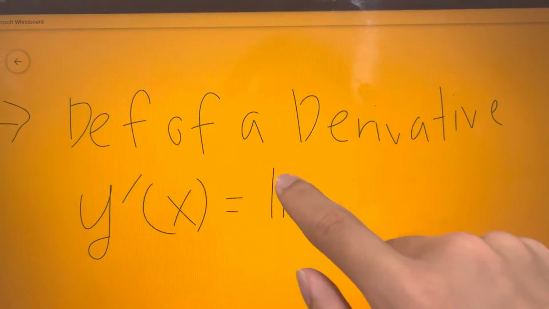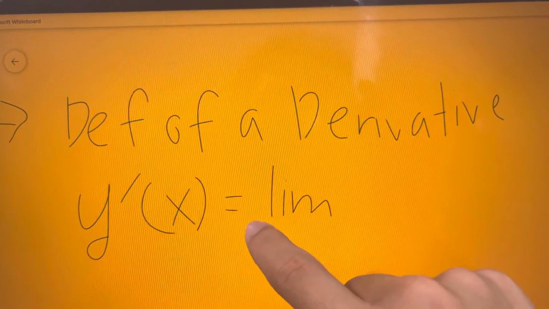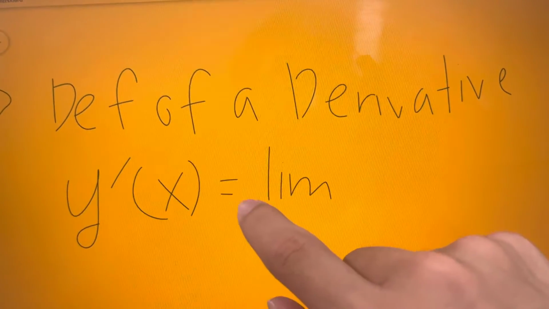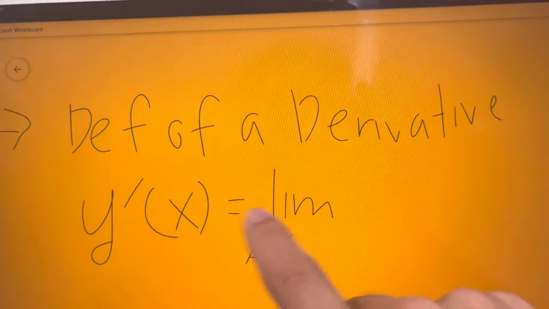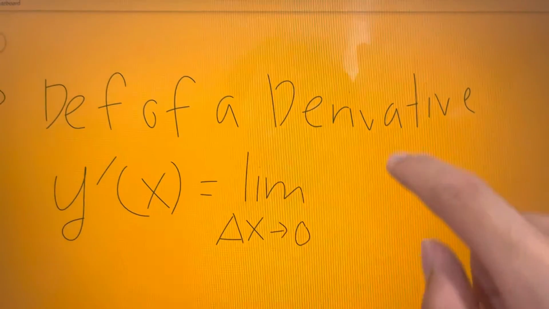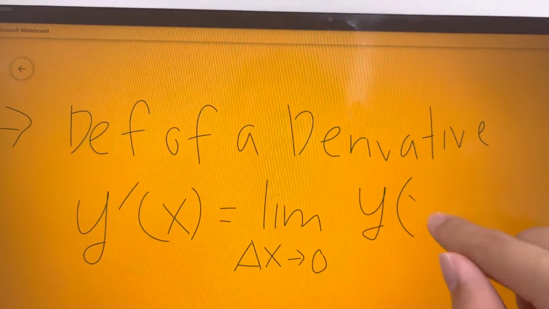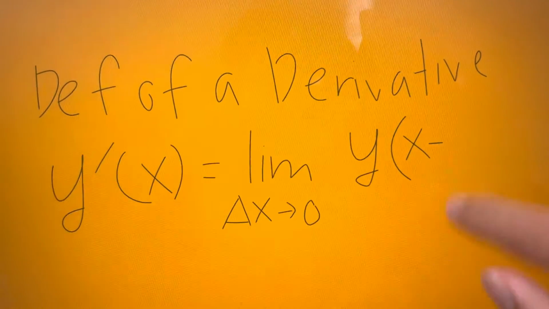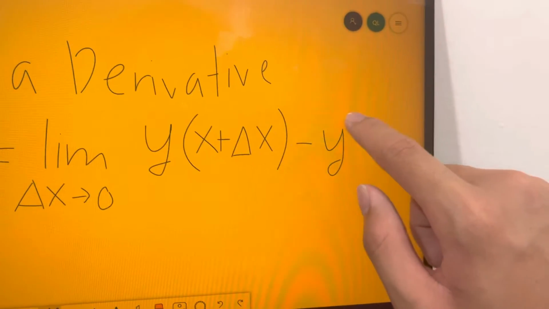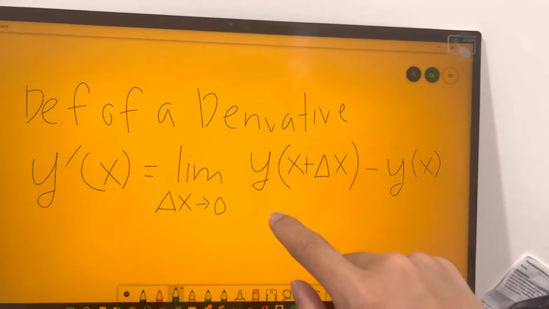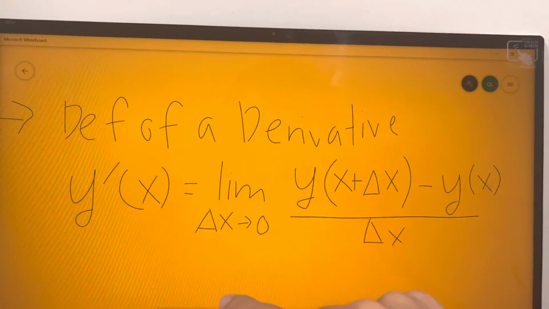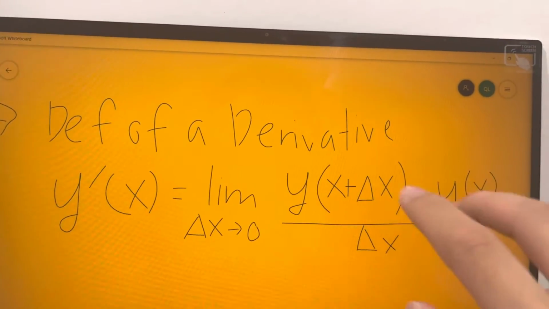Well, this is just the limit as we have some small change in x, which we'll call delta x. We take the limit as delta x approaches 0 of y of x plus delta x, minus y of x, and all of that is divided by delta x. And now we can utilize this definition.